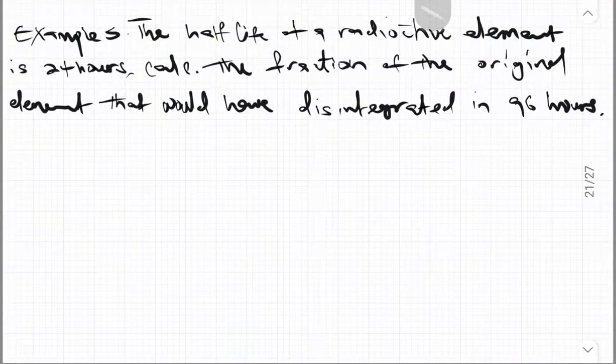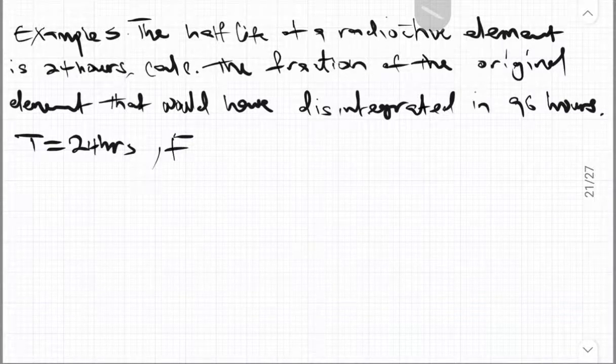Okay, so this is example 5. The half-life of a radioactive element is 24 hours, so capital T is 24 hours. And be sure to try this out first. Okay, calculate the fraction of the original element that would have disintegrated in 96 hours. So this is to calculate the fraction of the original element that would have disintegrated. Fraction that would have disintegrated also means fraction that decayed, right?